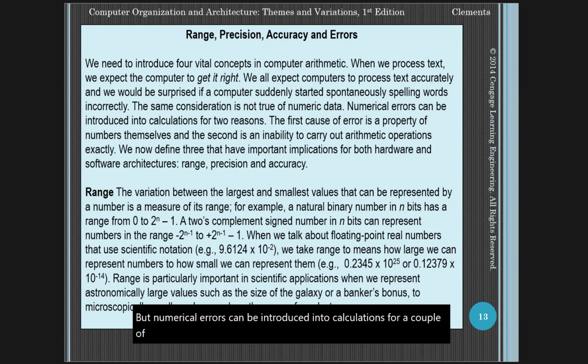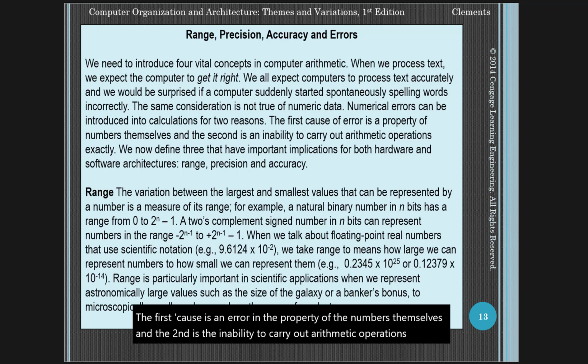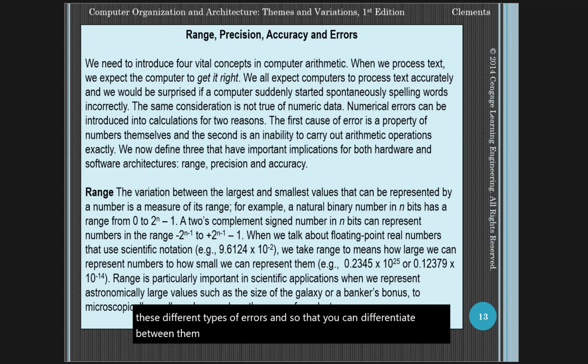The first cause is an error in the property of the numbers themselves, and the second is the inability to carry out arithmetic operations exactly. Right? And we have a couple of different terms to learn that talk about these different types of errors so that you can differentiate between them. So the first one is range, which is the variation between the largest and smallest value that can be represented by a number, right? That's the measure of its range.